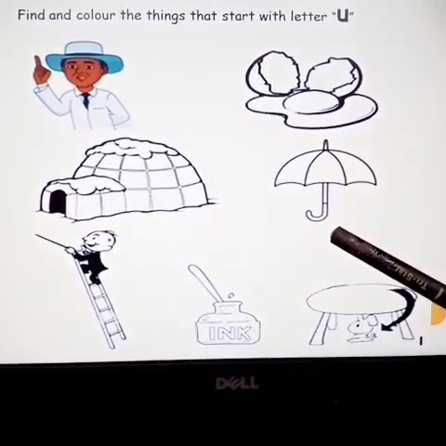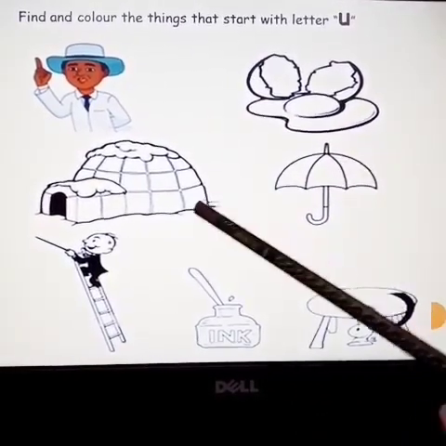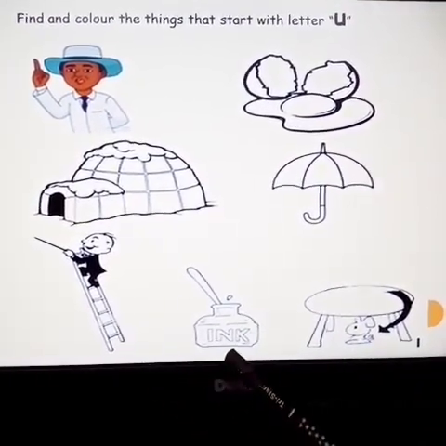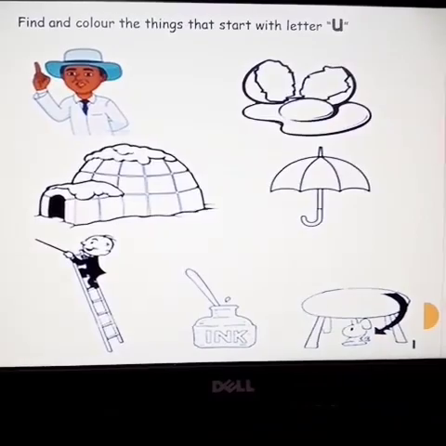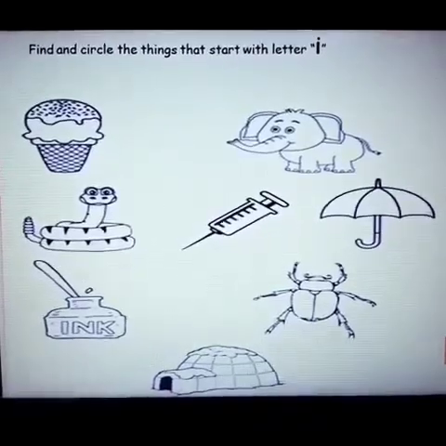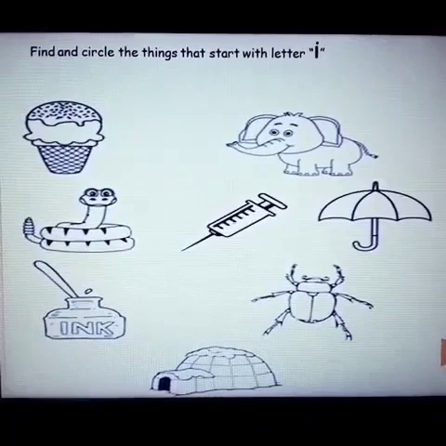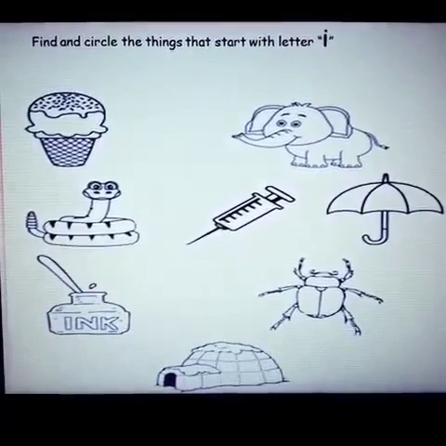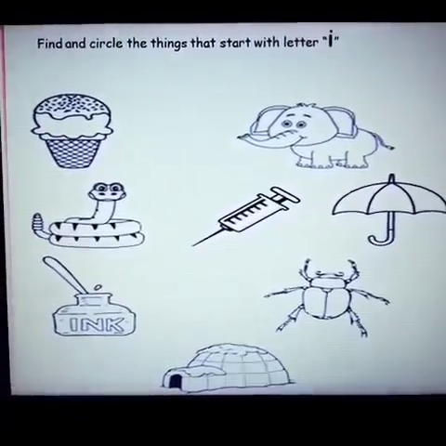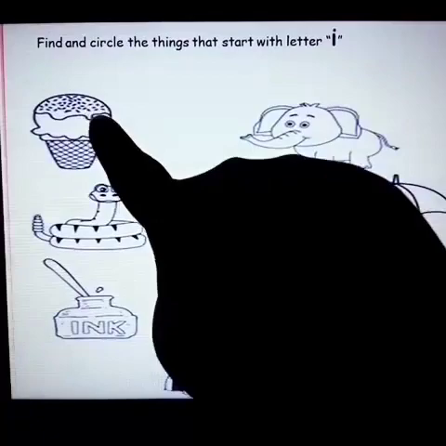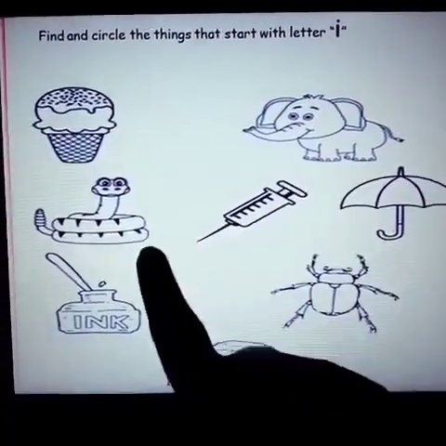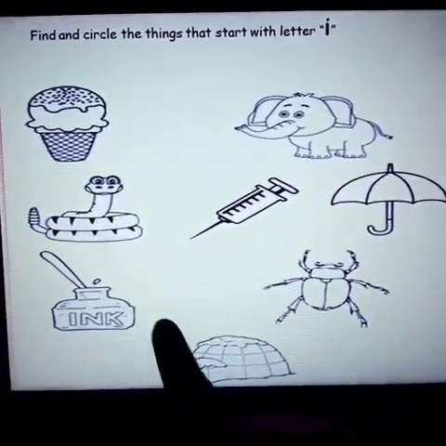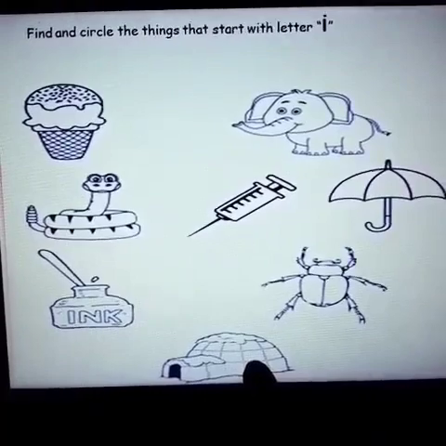I will just tell you the names of the pictures. It's egg, igloo, umbrella, up, ink, under. Next worksheet is find and circle the things that start with letter E. On this worksheet you have to circle the friends of letter E. The names of the pictures are ice cream, elephant, snake, injection, umbrella, ink, insect, igloo.